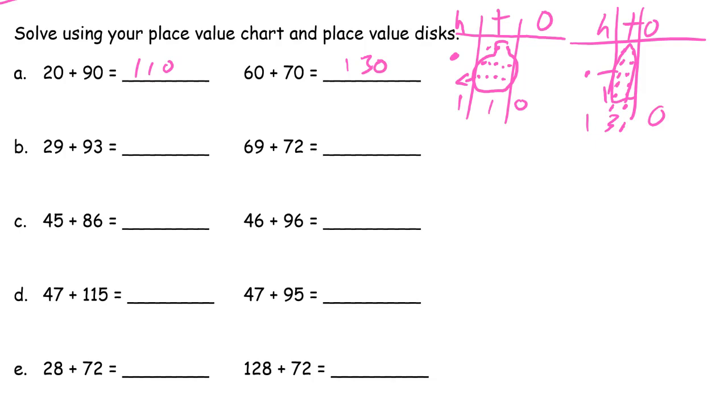29 plus 93. That's 20 and 1, 2, 3, 4, 5, 6, 7, 8, 9. And 93, 1, 2, 3, 4, 5, 6, 7, 8, 9, and 3 more 1s. 1, 2, 3. So we have 10 1s. That makes a 10. And now we have 10 10s here. That makes 100. So we have 100.